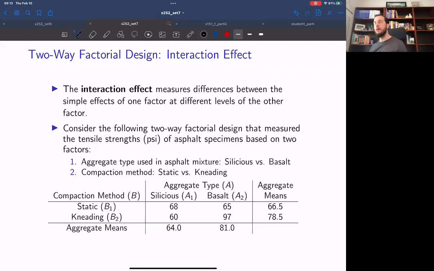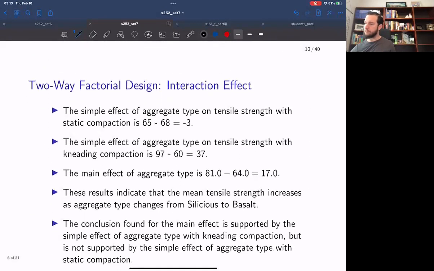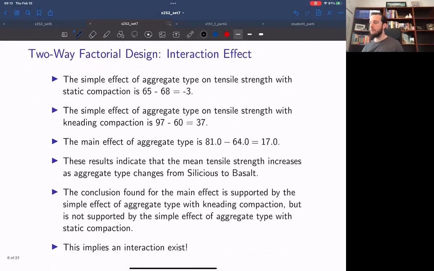particular experiment, what we would observe is that there's a contradiction. So for example, the simple effect of the aggregate type on tensile strength with static compaction is -3. The simple effect of aggregate type on tensile strength with kneading compaction is +37, and the main effect is +17. So we have a contradiction, or we have a difference in direction between a main effect and the associated simple effects. This is the first hint that interaction might be present in this experiment.